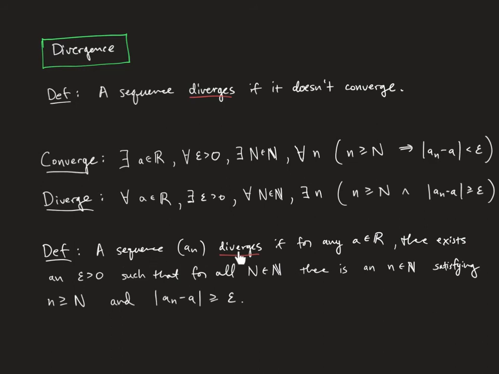So a sequence diverges if for any real number A there exists an epsilon such that for all natural numbers N there is a natural number n which is bigger than or equal to that N, and such that for that n, right? So we're just thinking about a particular n which is bigger than this big N, and such that the corresponding element of the sequence is a distance bigger than or equal to epsilon from A. Okay, so that's what it says just with more words.